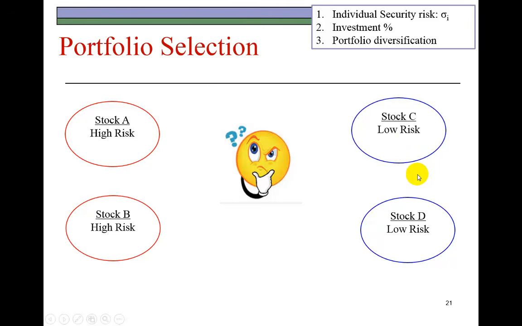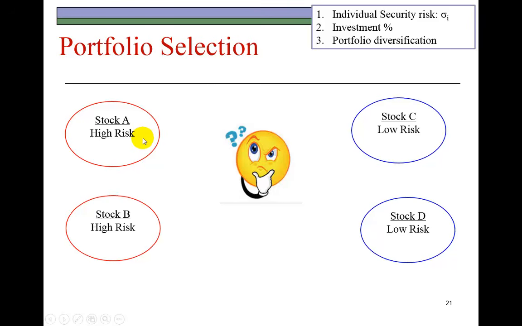So, secondly, let's now consider the impact of your investment percentage. Let's say you have decided to invest in stocks A and C, a high-risk stock and a low-risk stock. You have $100,000 to invest. You decide that 80% of that, which is $80,000, will go into A and the remaining $20,000 will go into C. Now, surely you would agree that because you have put a lot more of your wealth into stock A, which is a high-risk investment, your overall portfolio risk would be quite high.